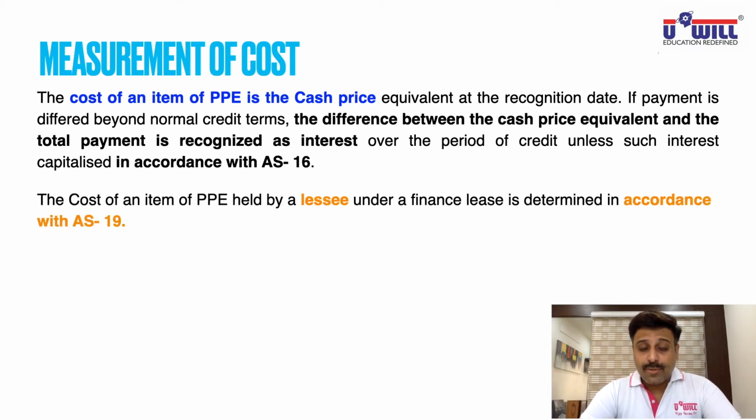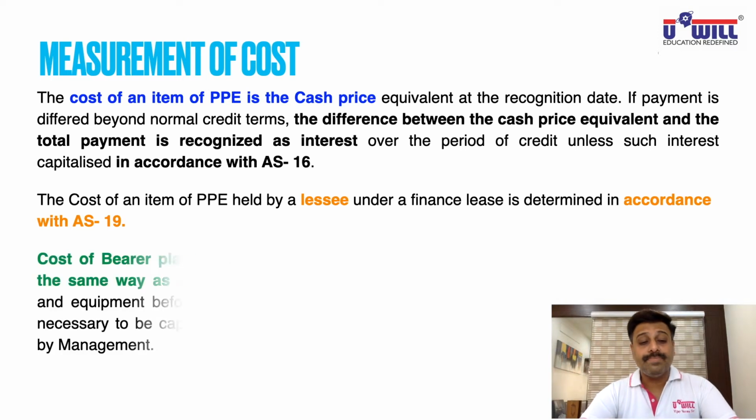Now, the second situation. The first one is when you buy in hire purchase or installment system. Second, the cost of an item of PPE held by a lessee. Now, lease accounting we have already done in AS 19 in detail. So the cost of an asset acquired under a finance lease is determined in accordance with AS 19, which we already studied in detail. Here, AS 10 will not intervene. If an asset is acquired under a lease agreement, then AS 19 will apply for the same.